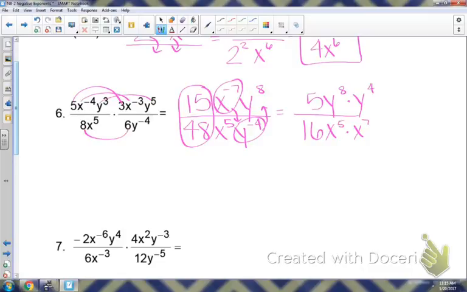So here now we're going to multiply the y's, multiply the x's, because the bases are the same. So on top I'm going to have 5, we add the exponents, y to the 12th, over 16, x to the 12th. Notice y and x are not the same, so we can't divide those, so that would be our final answer.